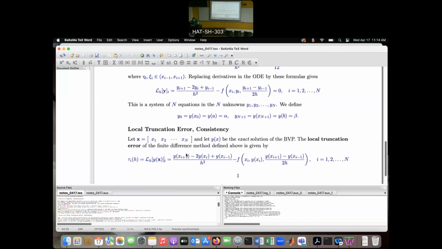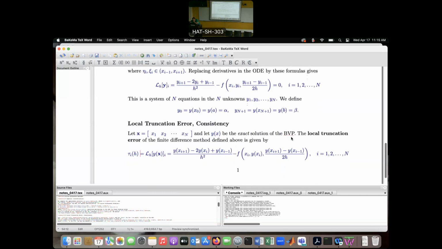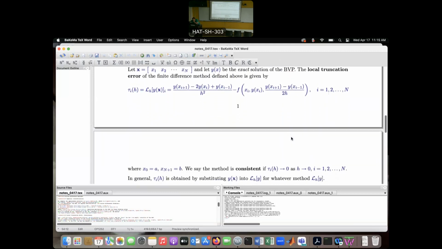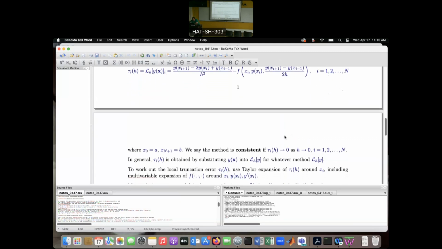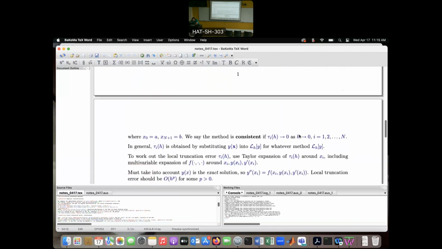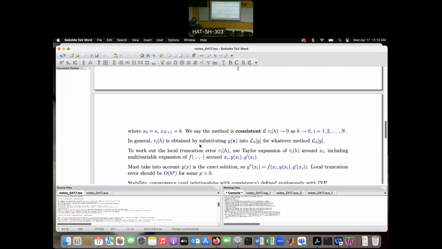Because y of x satisfies the original ODE, y double prime minus f equals 0. But because we're substituting in this approximation of that ODE, we're going to have something left over, and that's the local truncation error. So just like with initial value problems, we say that the method for this boundary value problem is consistent if the local truncation error goes to 0 as h goes to 0. And we define an expression for local truncation error the same way as for initial value problems: substitute the exact solution into the numerical method that you have.